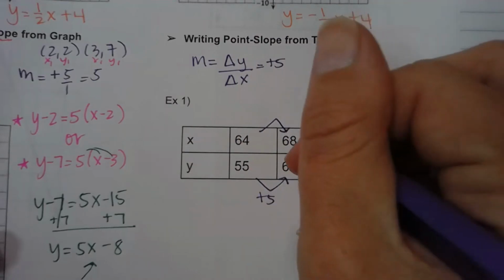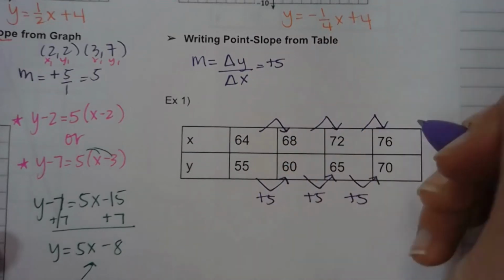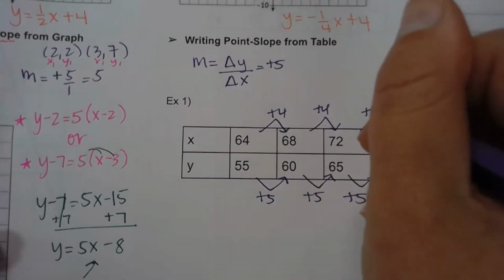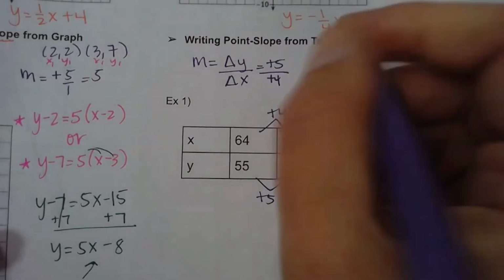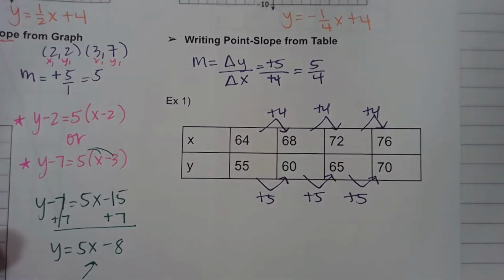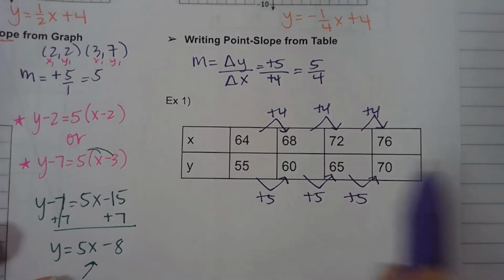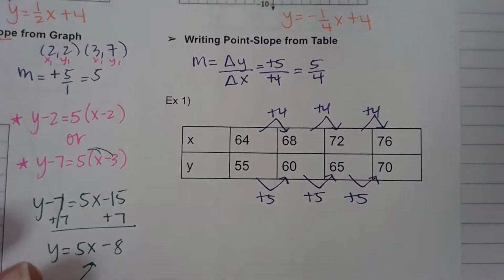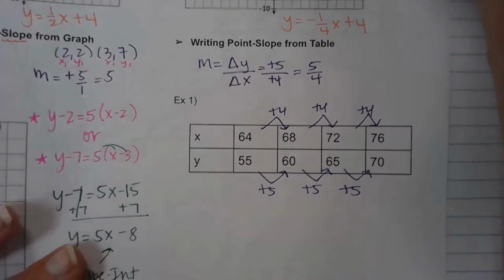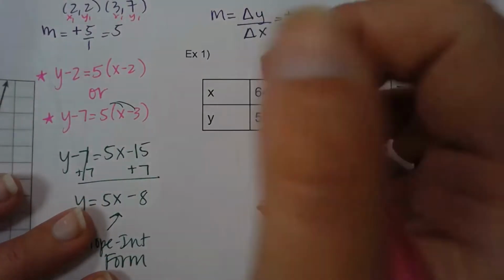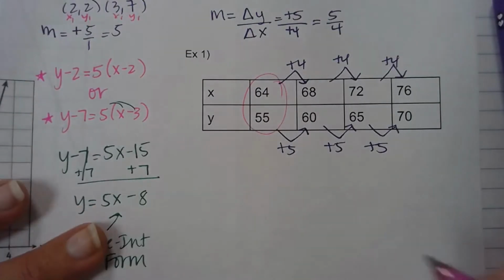And my x is changing by 4. So my slope is 5/4. Okay. And then you can pick any of these points. It does not matter which one that you pick. I'm just going to pick the first one since it's the first one.